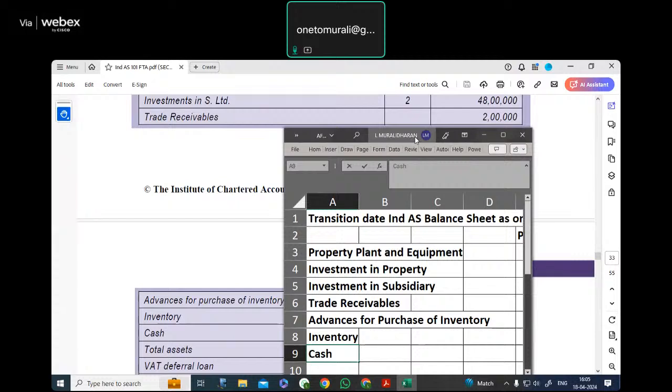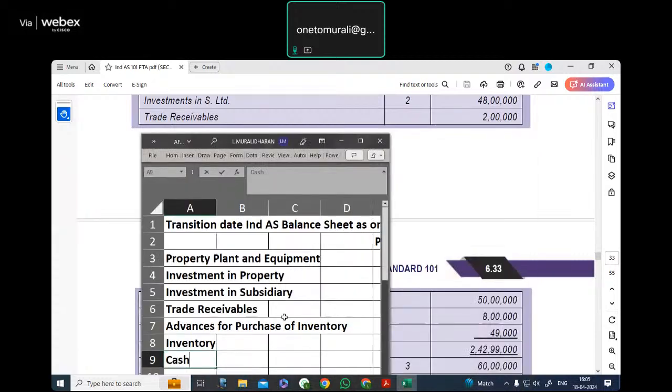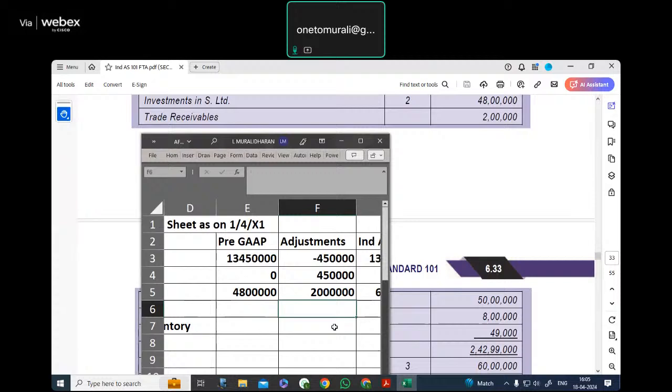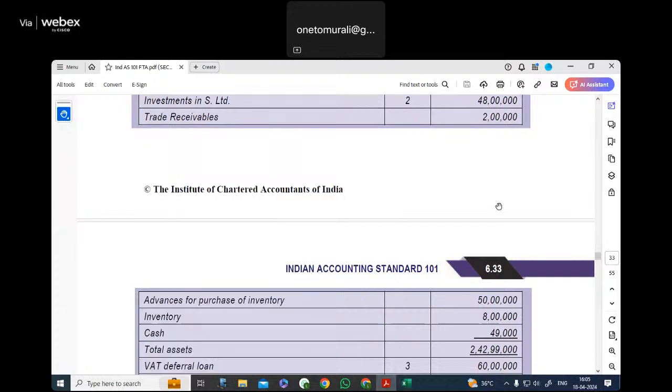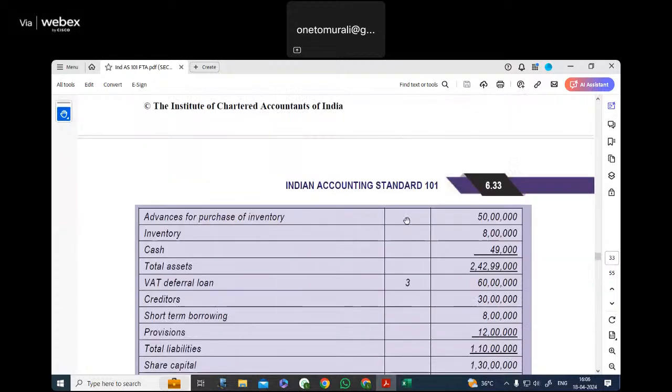So now let us just take up those numbers. Trade receivables, 2 lakhs, then 50,000, 8 lakhs, then 49,000. So in all these places, 0 is what we are expected to adopt. Okay, in one shot, we have finished off these items.